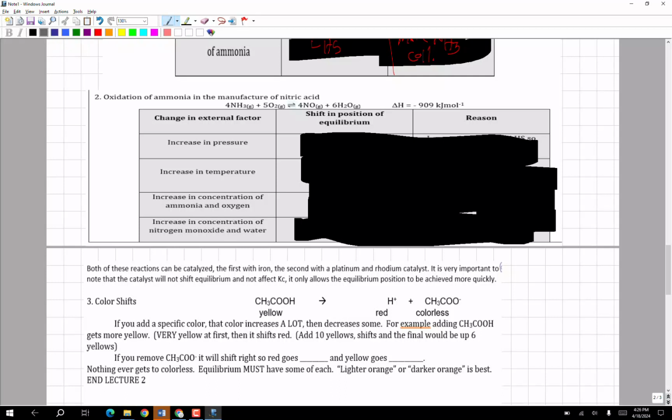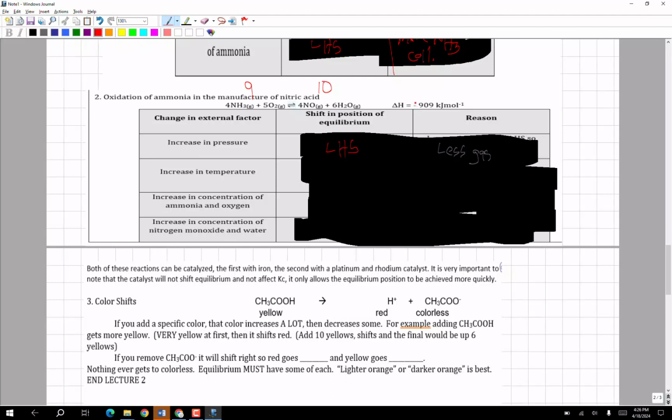Increased pressure. That's going to shift towards the side with less gas. I'm going to go to a brighter color than that. Okay? So shift to the side with less gas. This side has 9 gases. This side has 10 gases. That's going to be the left-hand side.